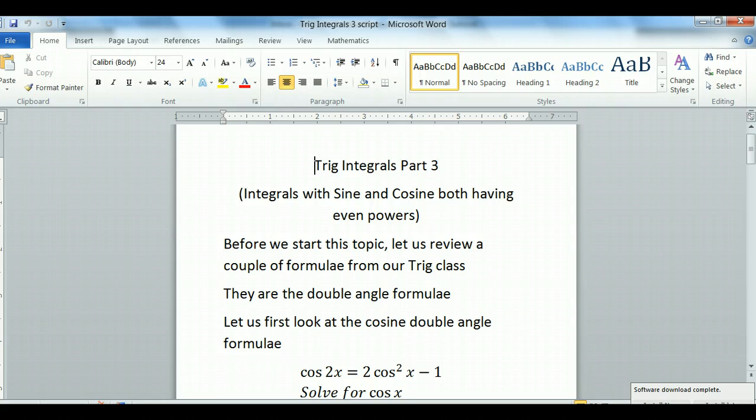and now we are going to study the third type of integral. This is a kind of a painful technique in the sense that it is maybe not as elegant as the techniques that we used in the previous two cases. Now we are specifically going to deal with integrals which have sine and cosine, but both powers being even.